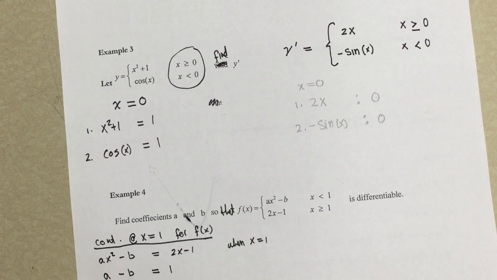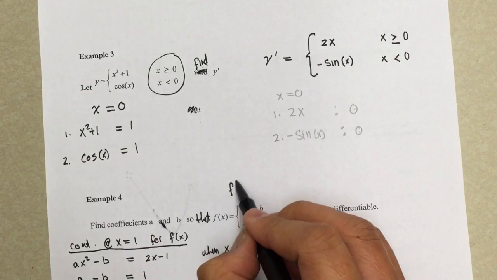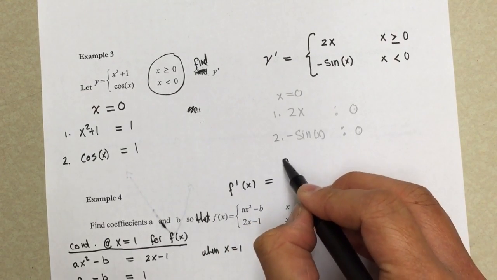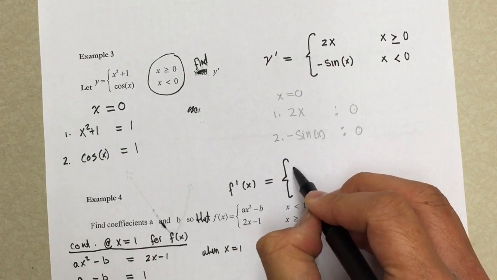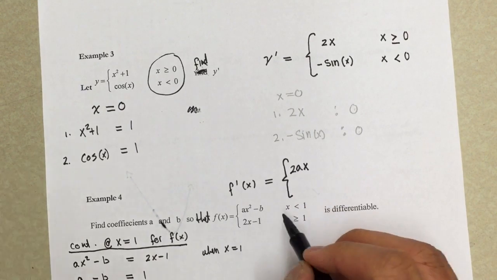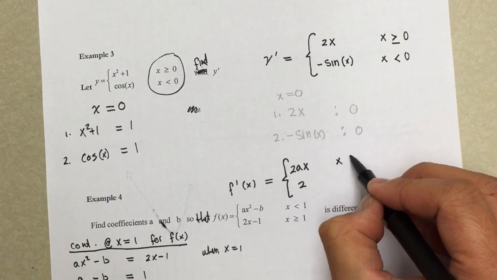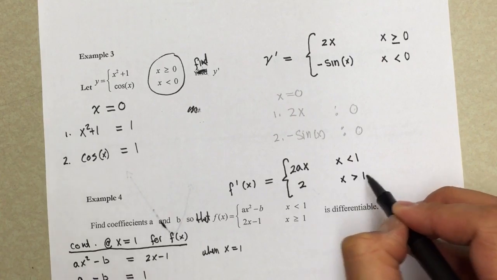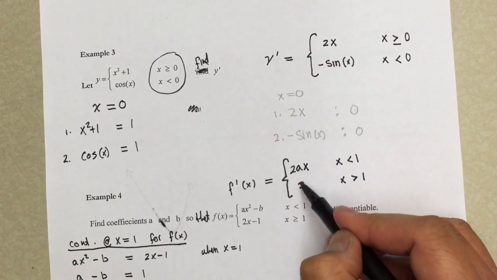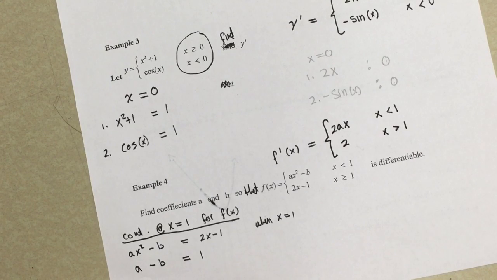The second stage is we need to go ahead and take the derivative of this function, which I'll write up here if you don't mind. The derivative is going to be 2ax. The derivative of b is going to be 0. The derivative of the bottom guy is going to be 2. So we took the derivative of that. And we also want them to be equal to each other at x equals 1. So we check for continuity at x equals 1 for the derivative function.